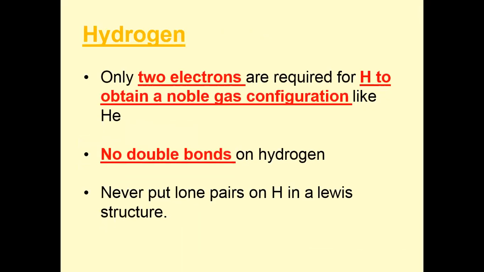Hydrogen: only 2 electrons are required for hydrogen to obtain a noble gas configuration like helium. No double bonds on hydrogen. Never put lone pairs on H in a Lewis structure.